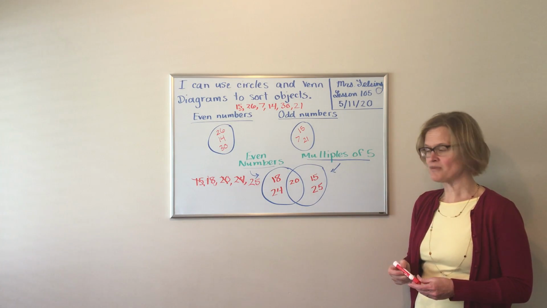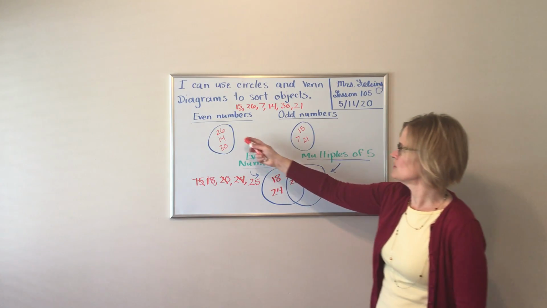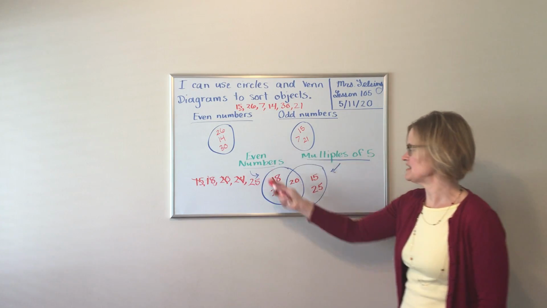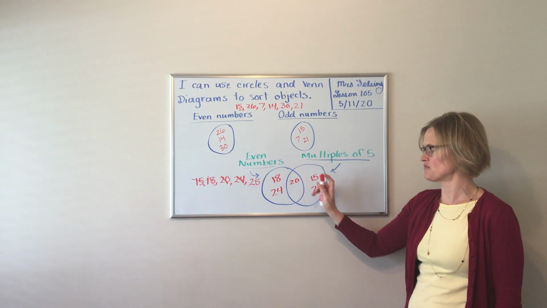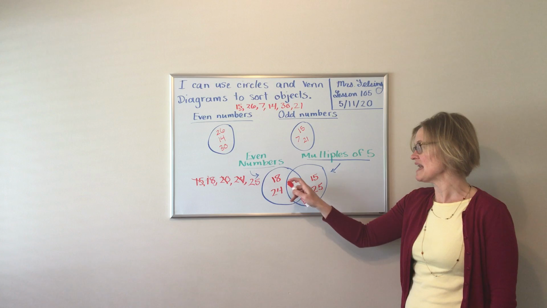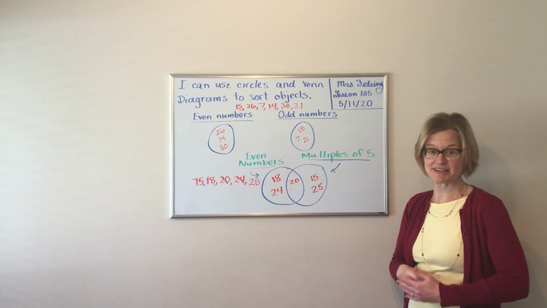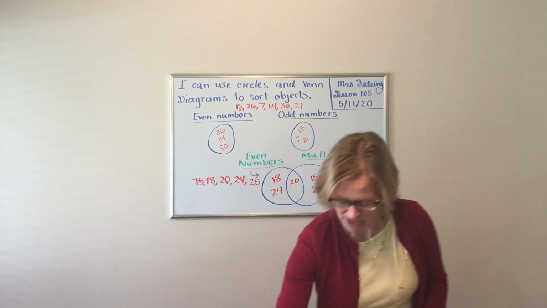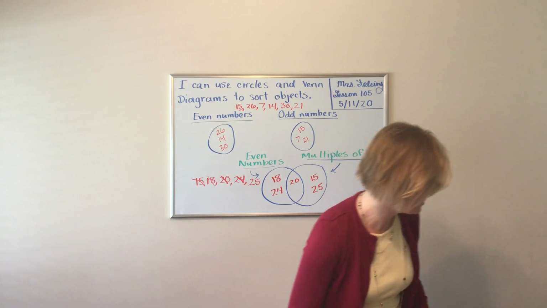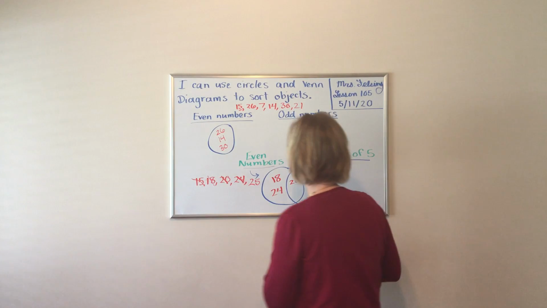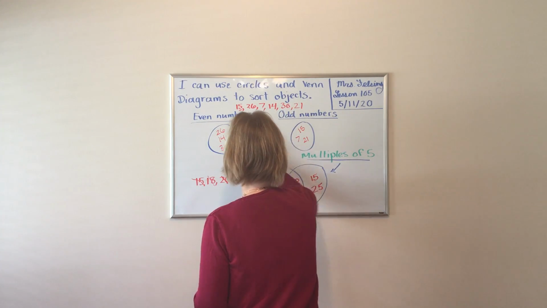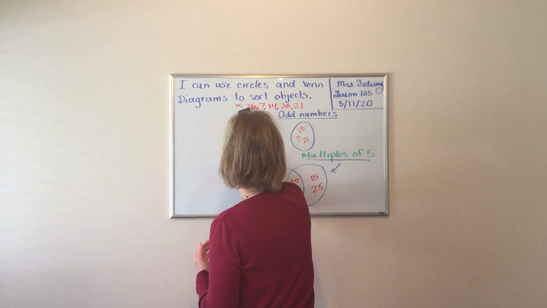Okay? So remember, with circles, you can put them separately, but with a Venn diagram, the purpose of this middle section is because sometimes things will fall in both categories, and that's where you put it in this overlapping section. Okay? All right, so let's get right to the lesson practice problems on page 561. Let's do that.